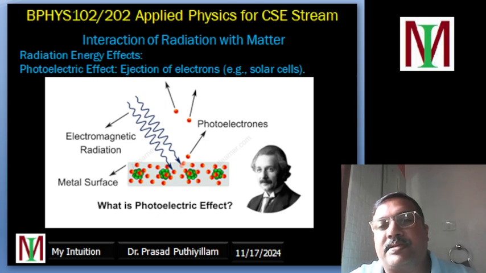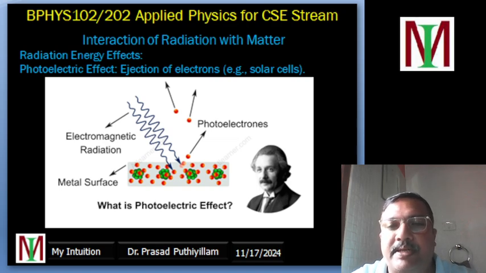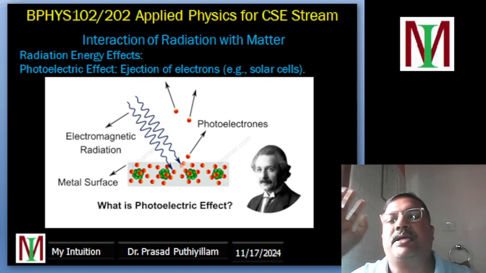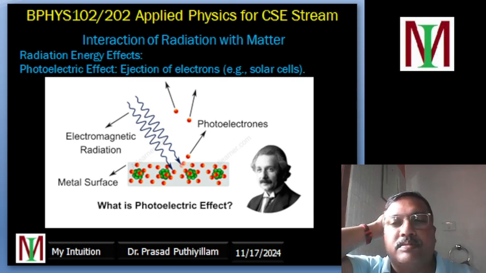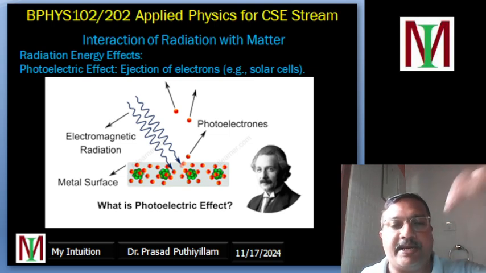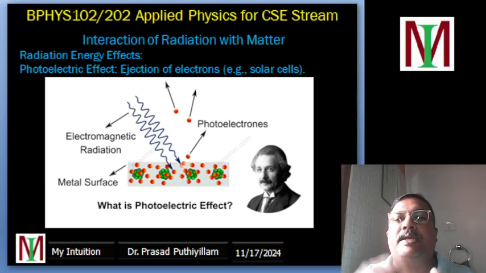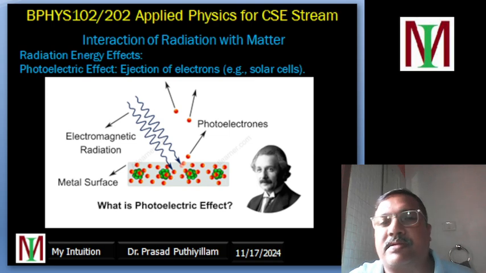Photoelectric effect is the first effect. It occurs when light or electromagnetic radiation strikes a material, and it removes or ejects electrons from the surface of the material. Light, the electromagnetic radiation, falls on the material and ejects an electron on the surface of the material. So the photoelectric effect, the term thus connects.